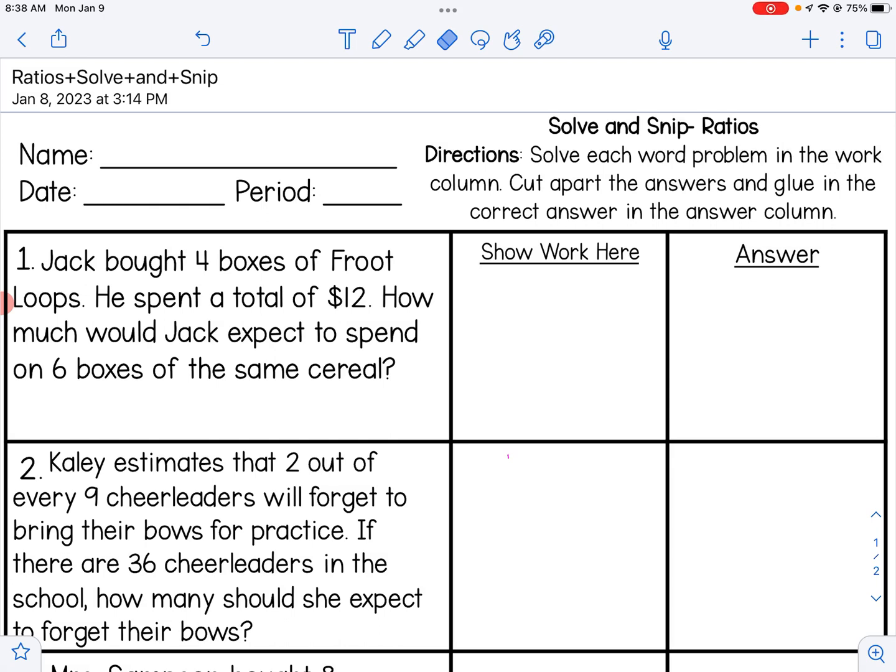These are directions on how to do your Ratios, Solve, and Snip. We're not going to be following the directions that are written on the page that say to cut and glue. We're just going to be solving the work on here and checking our answers on Canvas. So I'm going to read the problem first.